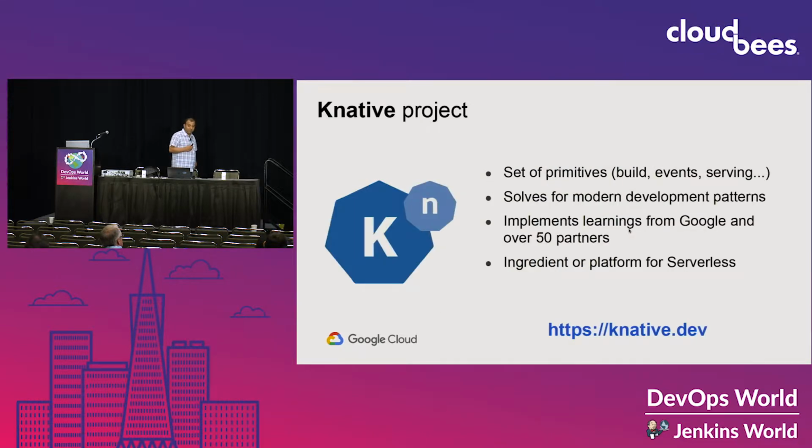But what Knative basically does is give you a set of primitives. So there's build, which is how you build your code from source code to containers. There's events, because we know that functions communicate with each other through events. So there is something to do events. And then there is traffic routing, which is done by serving.